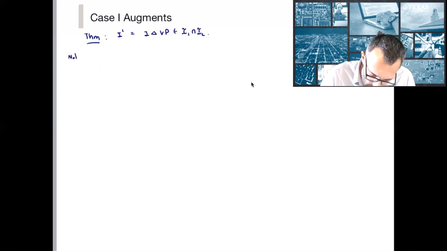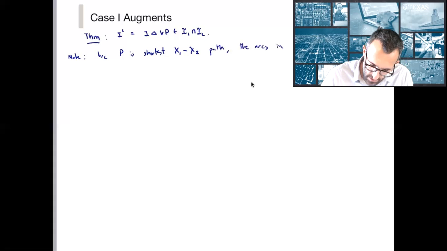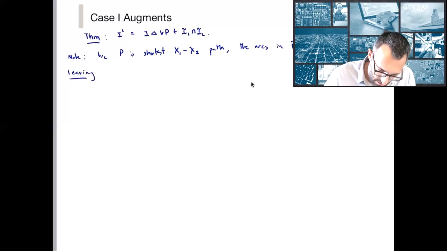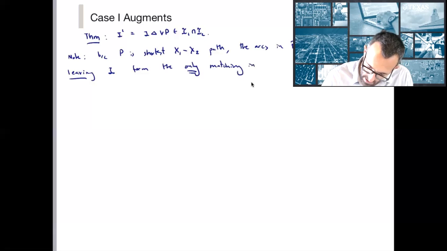So note that because P is the shortest x1, x2 path, the arcs in P leaving I form the only, in other words, it's unique, that was the key in those lecture 7 results, matching in the graph dm1 of I.